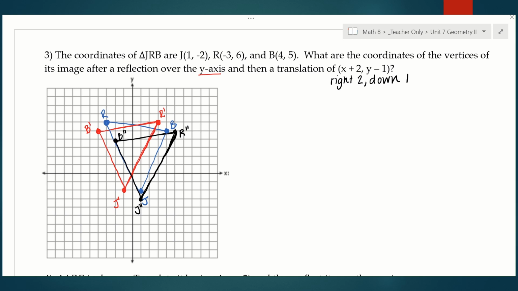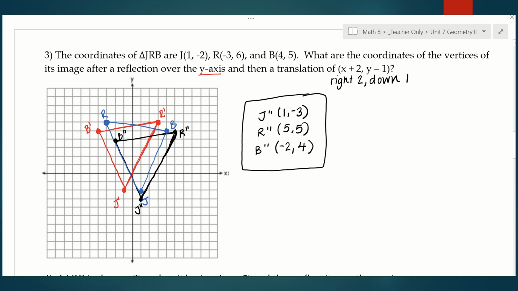So we do need to write down the coordinates of J double prime, R double prime, and B double prime. Okay, so J double prime. Looks like we went to the right 1, 2, 3 down. So 1, negative 3. R double prime. 1, 2, 3, 4, 5. Looks like 5, 5. And B double prime. We went left 2, so negative 2, positive 4. And that's it.